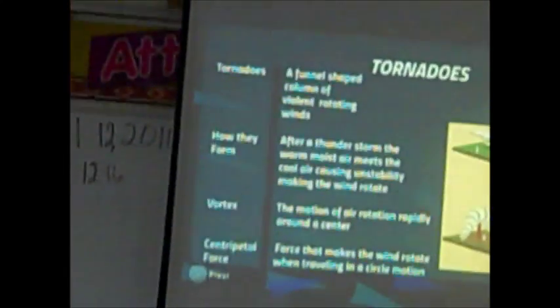So just write tornado. Just write the definition of the tornado and don't worry about the rest. I will explain it to you.